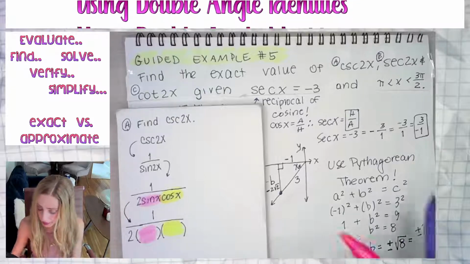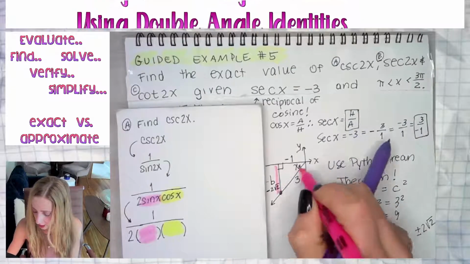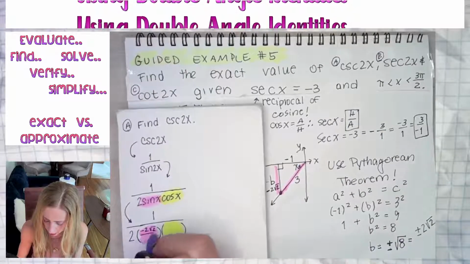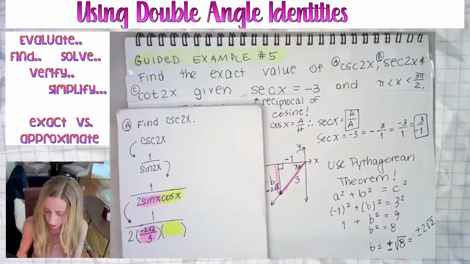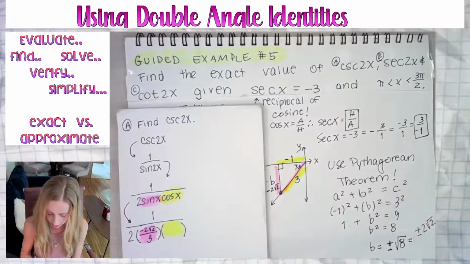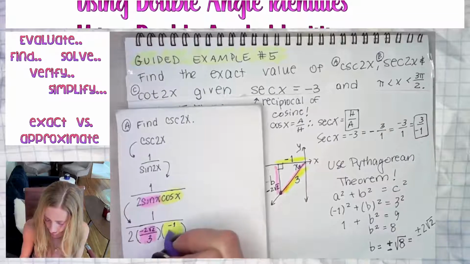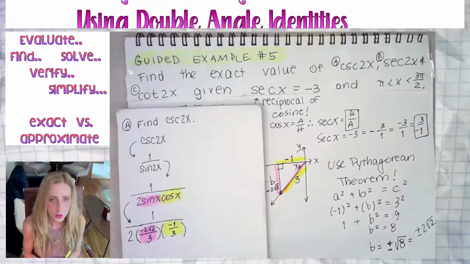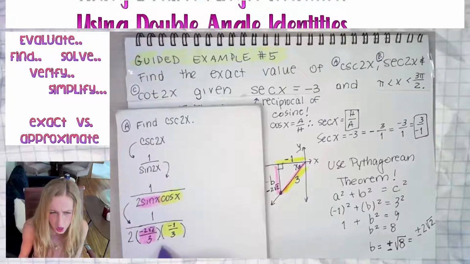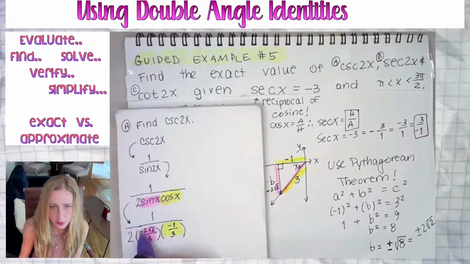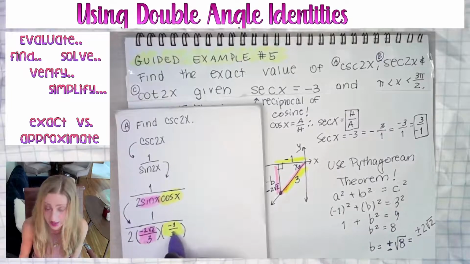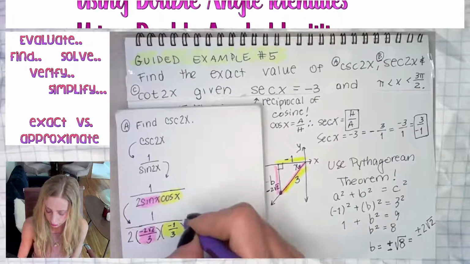Sine, again, opposite over hypotenuse. Negative 2 root 2 over 3. Cosine is adjacent over hypotenuse. And now all you have to do is simplify. That's really it. So what am I going to simplify? Okay, the 1, we're going to kind of leave it alone right now. 2 times -2 is -4 times root 2, so it's -4 root 2 times negative, so a +4 root 2.